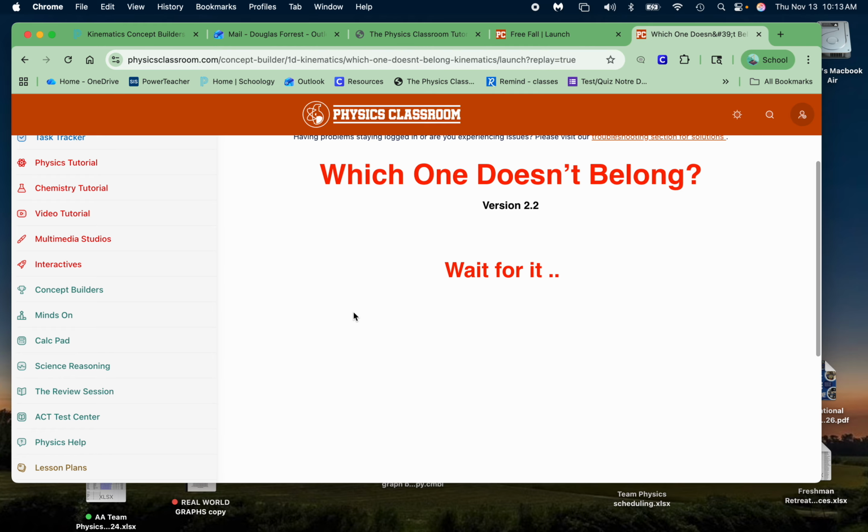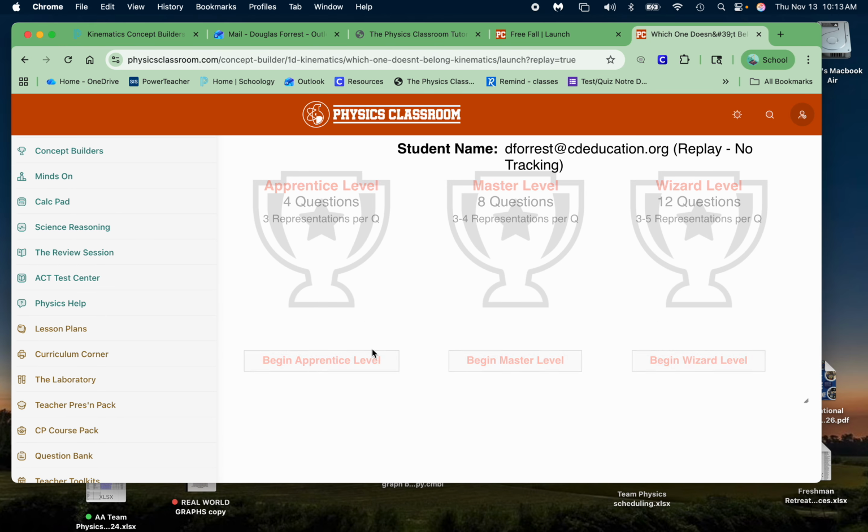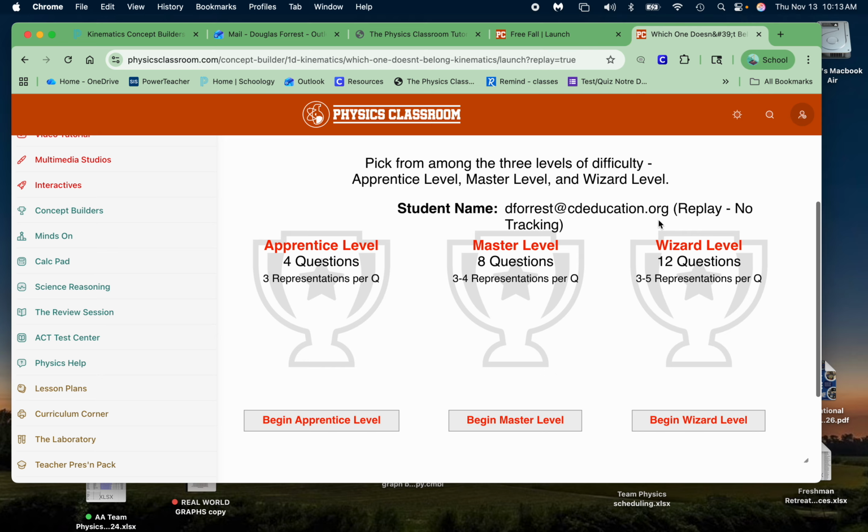you're going to want to do the first 2 levels. So you want to do the apprentice level, that's worth 4 points. The master level worth 4 points. You do not need to do the wizard level. If you want to do it for extra practice, you certainly can, but these 2 will give you everything I think you need. So I'm going to go and do a couple of them in the master level.